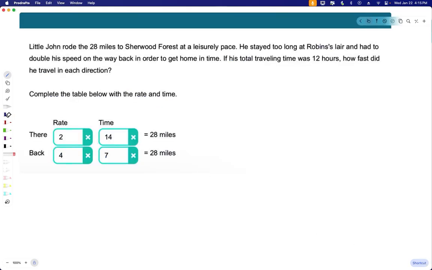All right, next problem. Little John rode the 28 miles to Sherwood Forest at a leisurely pace. So the place he's going is Sherwood Forest, and it's 28 miles. He stayed too long at Robin's Lair, and he had to double his speed on the way back in order to get home. So this is the way back. It's the same distance, 28 miles. If his total traveling time was 3 hours, how fast did he travel in each direction?